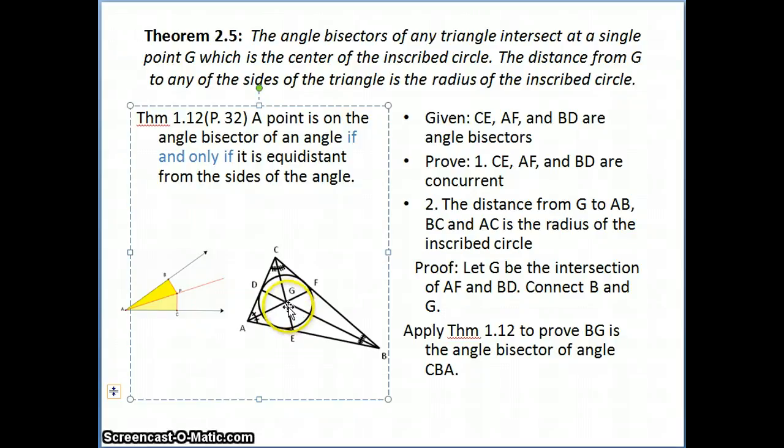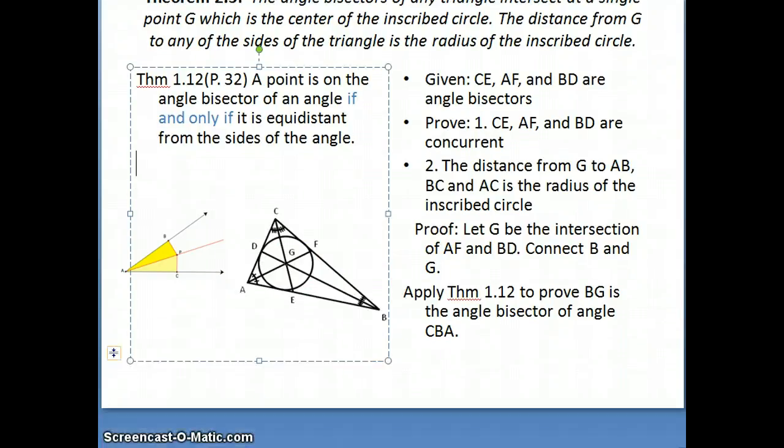If we look at the picture here, we can see the inscribed circle, this is the center, and from the center to each side we can draw a radius, and it's going to be perpendicular to each side. So we have two statements we want to prove. So let's prove the first one.